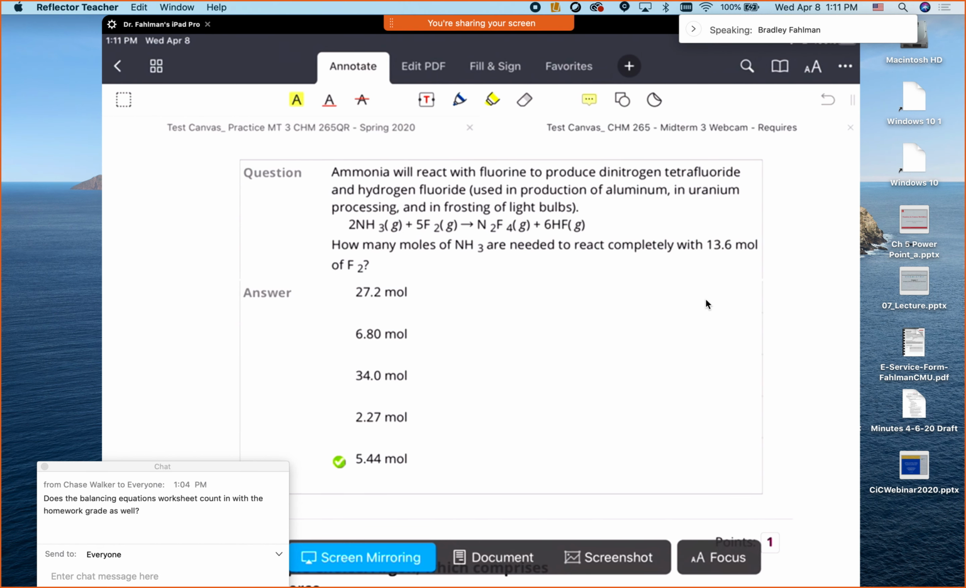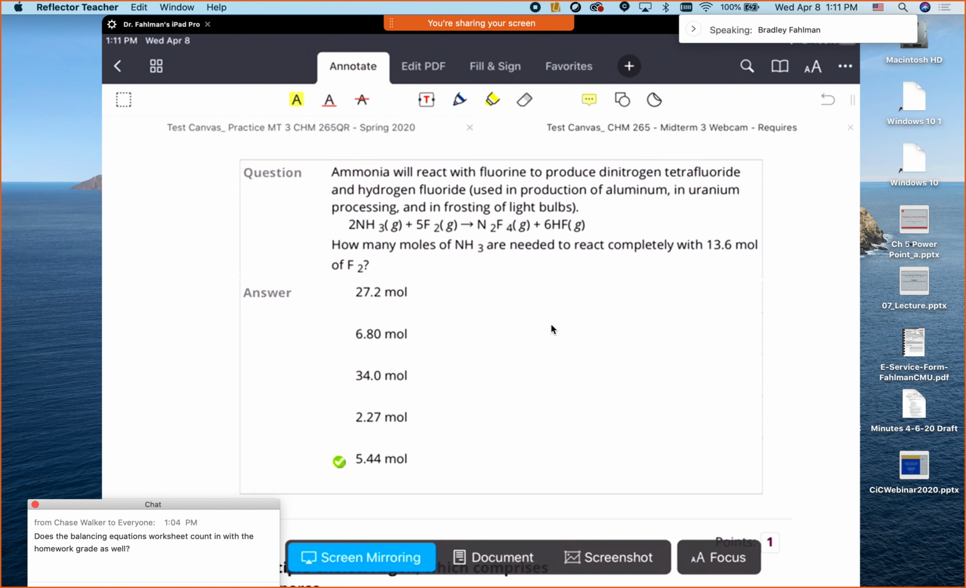All right. So this is the first question, and it was related to this reaction here. Okay, and it's already balanced for you. Just do a quick check to make sure. So 10 fluorines and 10. Okay, so yeah, it's balanced. And so then, how many moles of ammonia are needed to react completely with 13.6 moles of fluorine?